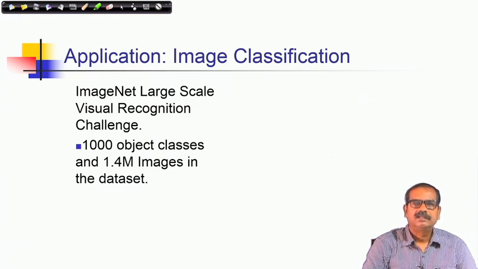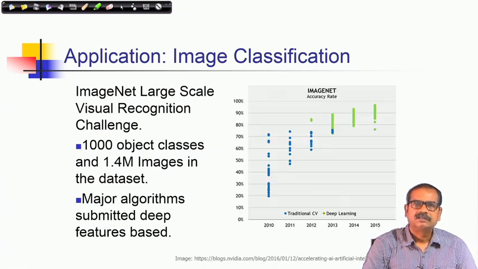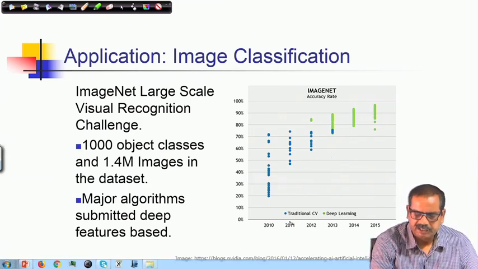In this data set you have 1000 object classes and about 1.4 million images, and the major algorithms found to provide good performance are deep features based, which means they have used deep neural architecture while classifying this data. Here is a brief summary of the performances of different algorithms. As you can see, these are the traditional computer vision algorithms, and these are the deep learning algorithms.